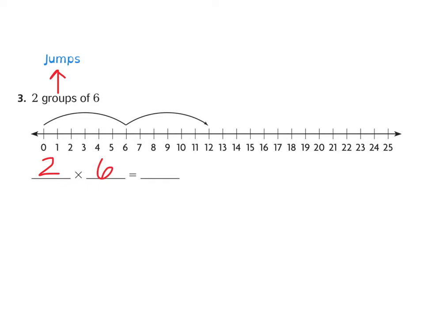To find the product, or our answer to this multiplication sentence, we need to look at the last number in our jumps. That number is 12. So our product for 2 times 6 equals 12.